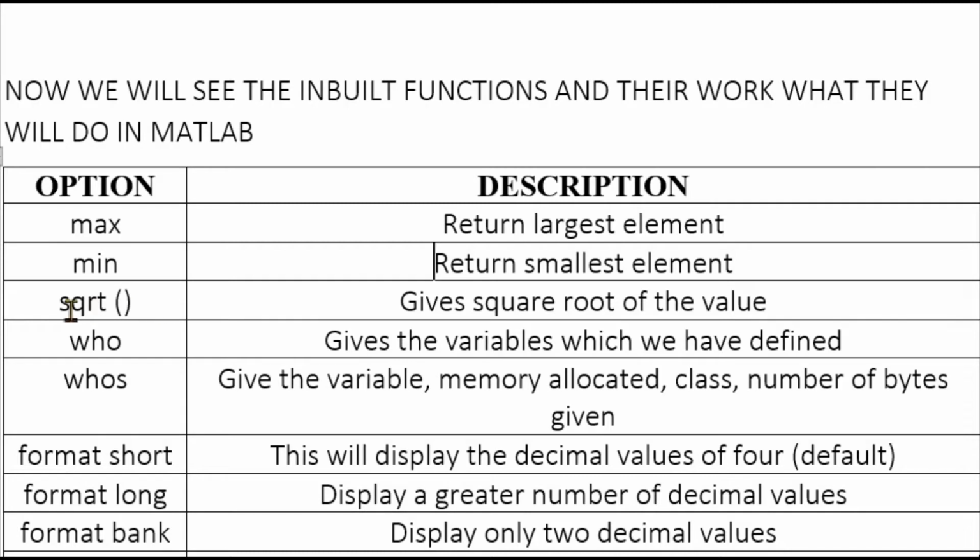After that, here you can see the square root. It will give the square root of that value. And two more important inbuilt functions are who and whos. Who means it will give the variables which we have defined. Whos means it will give the variables' memory allocated, classes, their bytes and all the things for the whos command. Now we will see that in the examples.